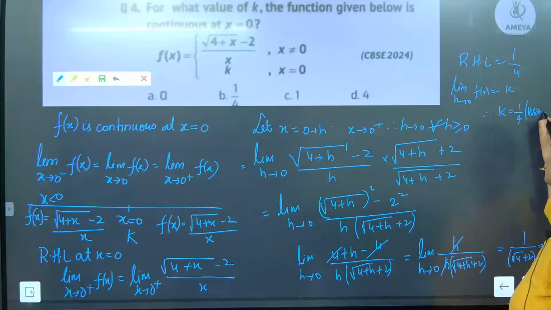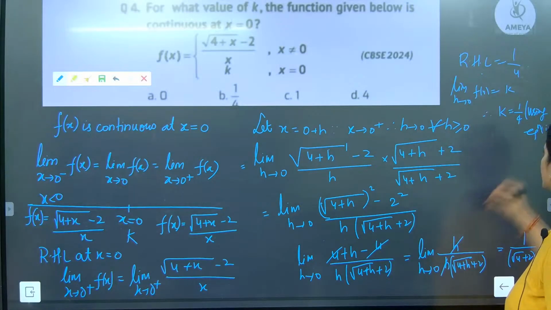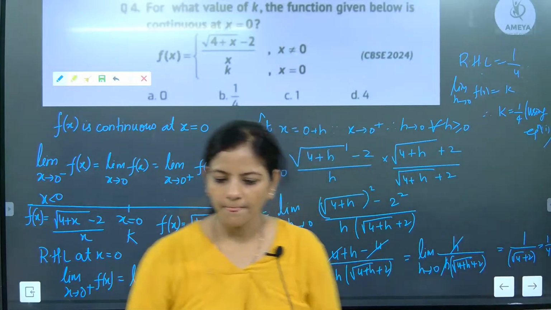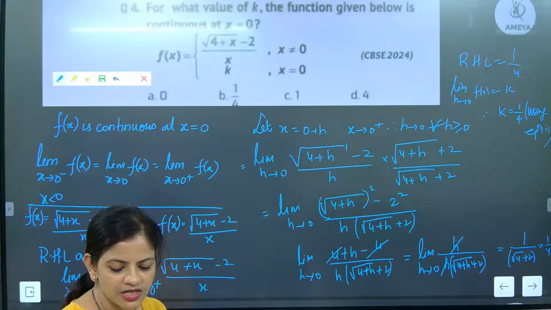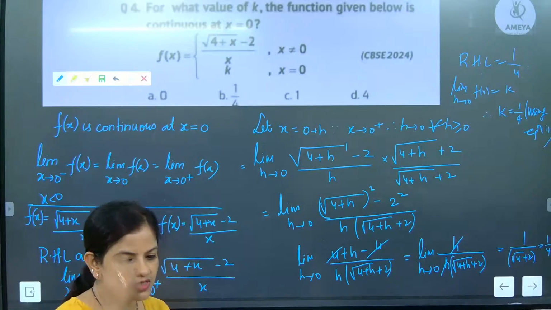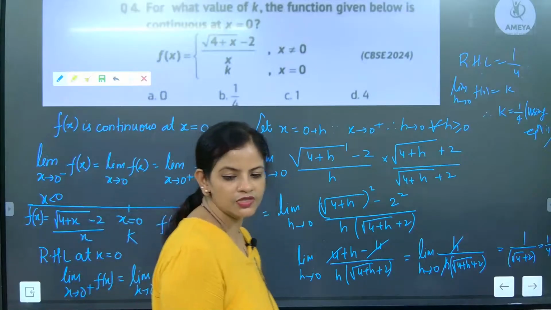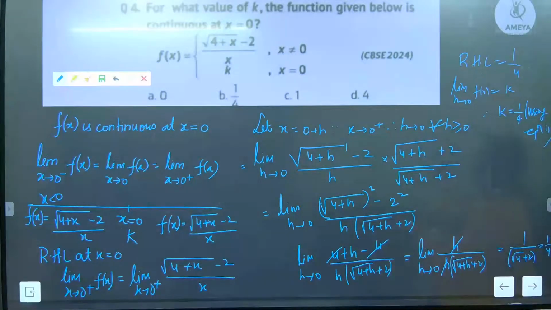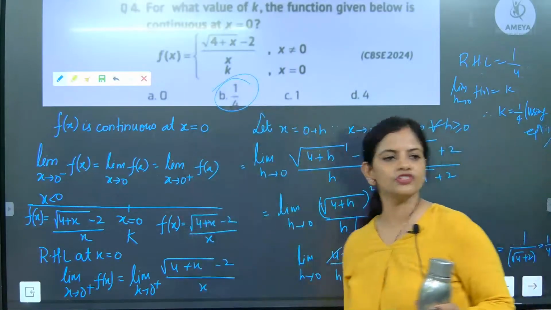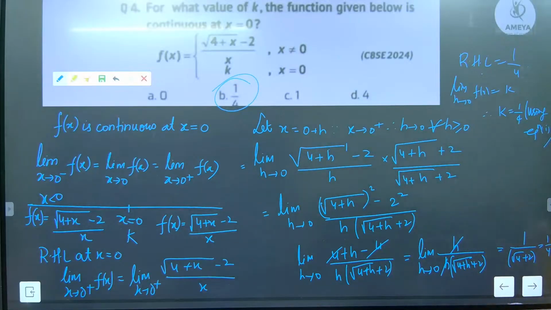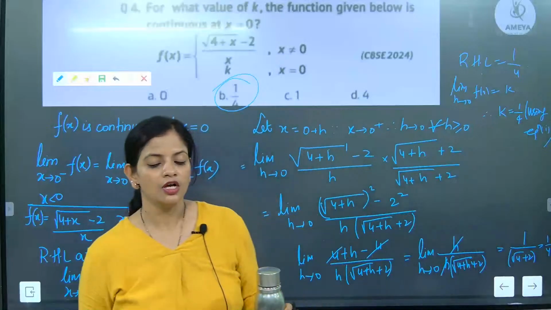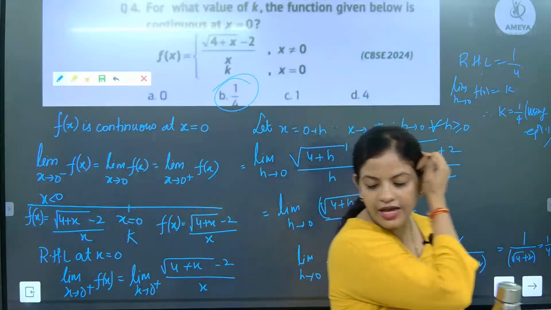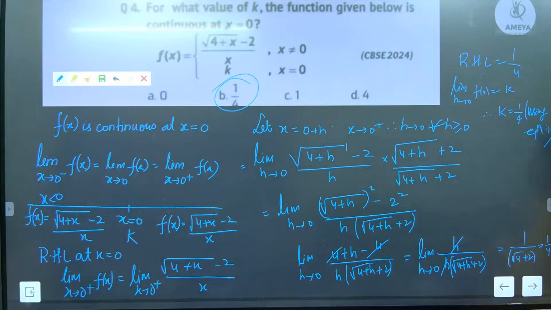Using which equation? Using equation 1. I hope you have understood. By using equation 1, we have just solved a very simple question and finished it. Because LHL is equal to RHL, and our answer is coming as 1 by 4, which is the correct option. So till now we have solved 4 MCQ questions step by step, so that it becomes easy for you to solve them in the examination.